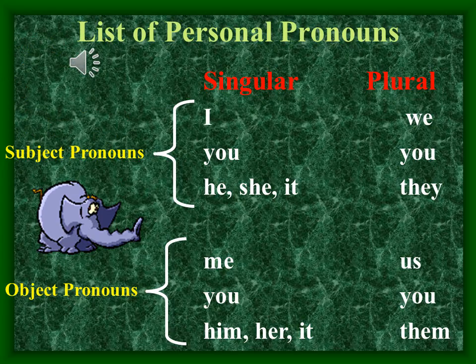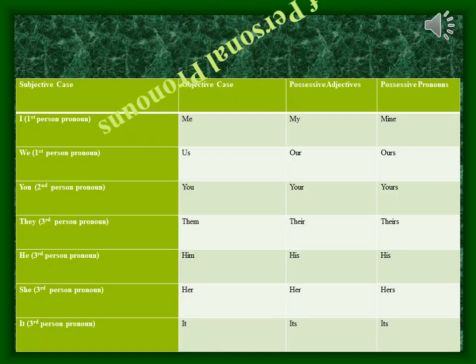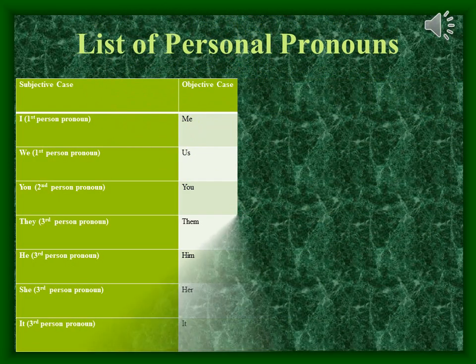Personal pronouns can be divided into 4 major categories. Some of them are subject pronouns, like I, we, you, they, he, she, it. These pronouns function as the subject of a sentence. Some of the personal pronouns are object pronouns: me, us, you, them, him, her, it. These pronouns function as object of a verb or a preposition.